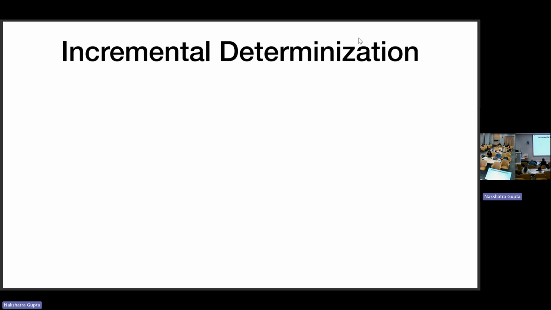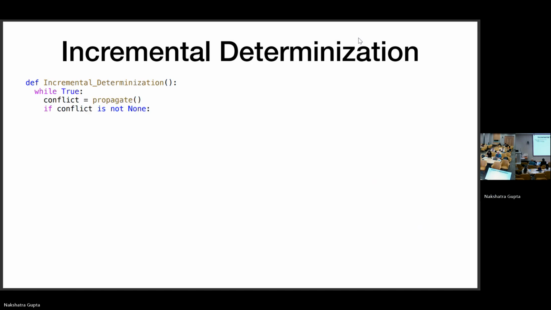Now we can actually run the remaining algorithm, which is full incremental determinization. The simplified pseudocode looks a lot like CDCL. We propagate. If there's a conflict, we perform conflict analysis. We add a new clause. We backtrack. If the clause only contains universally quantified variables, then we say, okay, in that case, the formula is false.